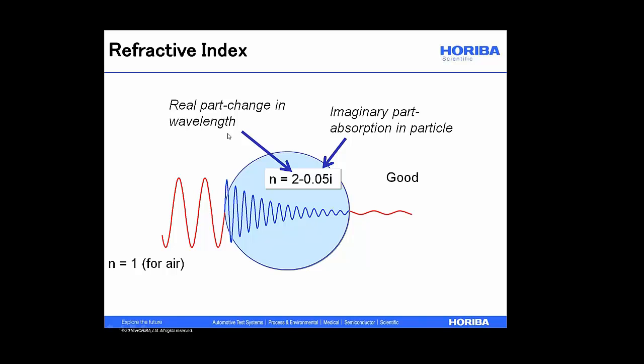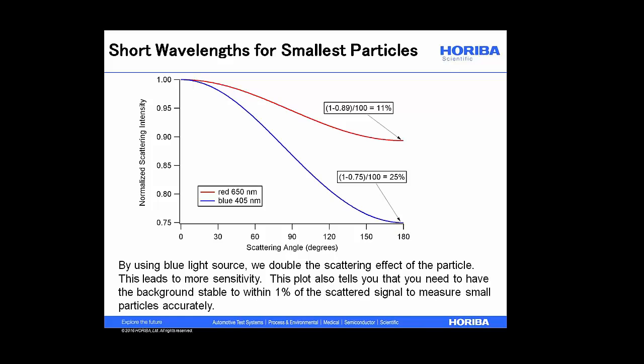So that's why we talk about it as the real and imaginary refractive index. Here's a quick comment on the short wavelengths for the smallest particles. This is a plot of scattered intensity on the left as a function of scattering angle. And I'll normalize these so they both have the same max intensity. And if I used a red light source, the variation from 0 degree scattering angle to 180 degree scattering angle is only 11%. But if I go to a blue light source, now this variation in intensity is about 25%.